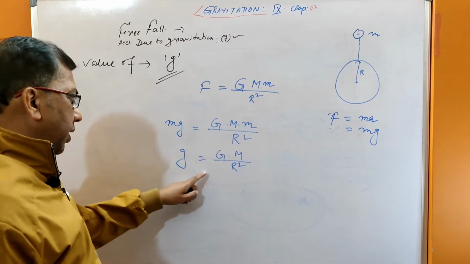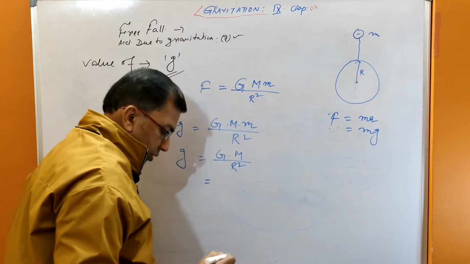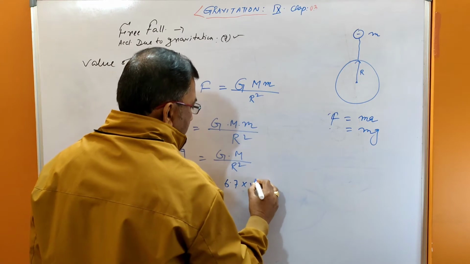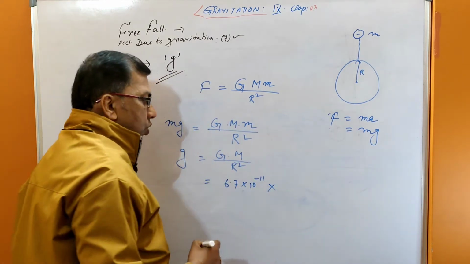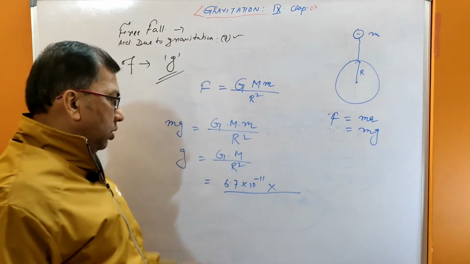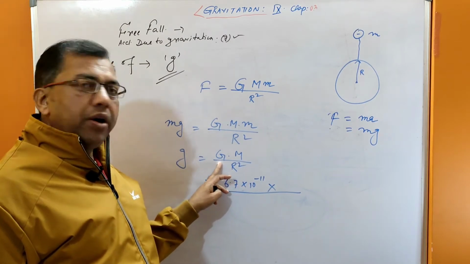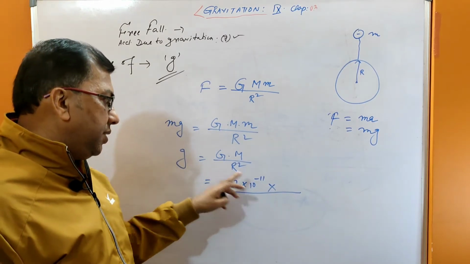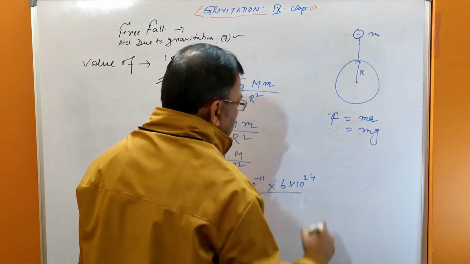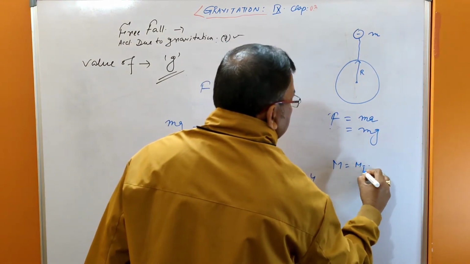So here we can find the value of g. Tell me, what is the value of g? G is 6.7 into 10 to the power minus 11, as we found earlier for capital G, times the mass of the earth, which is 6 into 10 to the power 24, divided by the radius of the earth, which you all know.